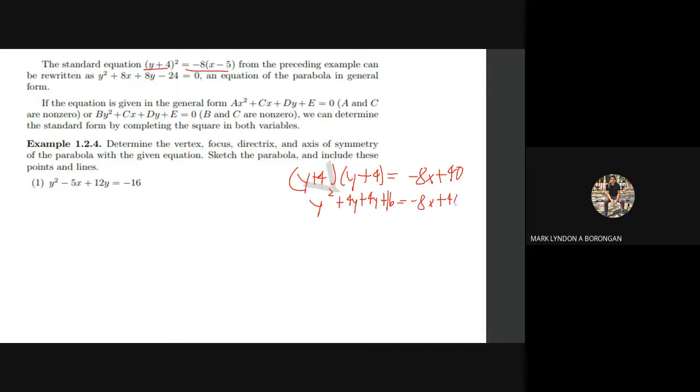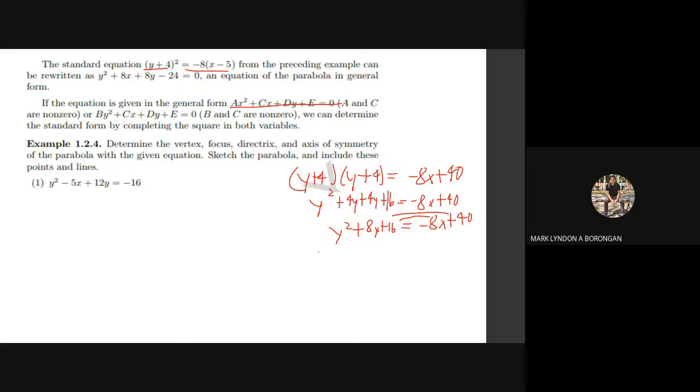Plus 40. Now, if we simplify, we'll get y squared plus 8y plus 16 is equal to negative 8x plus 40. Now, the form we want is this: we will equate it to 0. So we transfer everything so that it will be equated to 0 and of the general form.